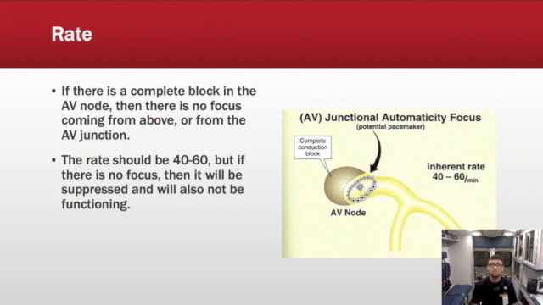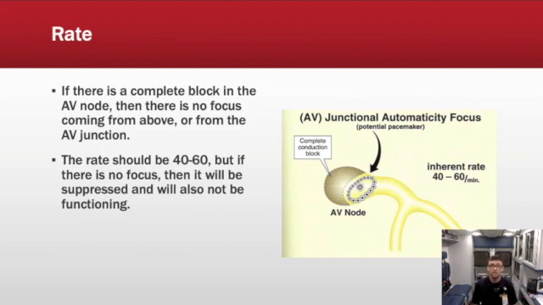So if there is a complete block in the AV node, then there's no focus coming from above. So think about it, starting from the top, we have the SA node, then we have those ectopic sites, then we have the AV node. Now if the AV node is not functioning properly, we need to move further down.